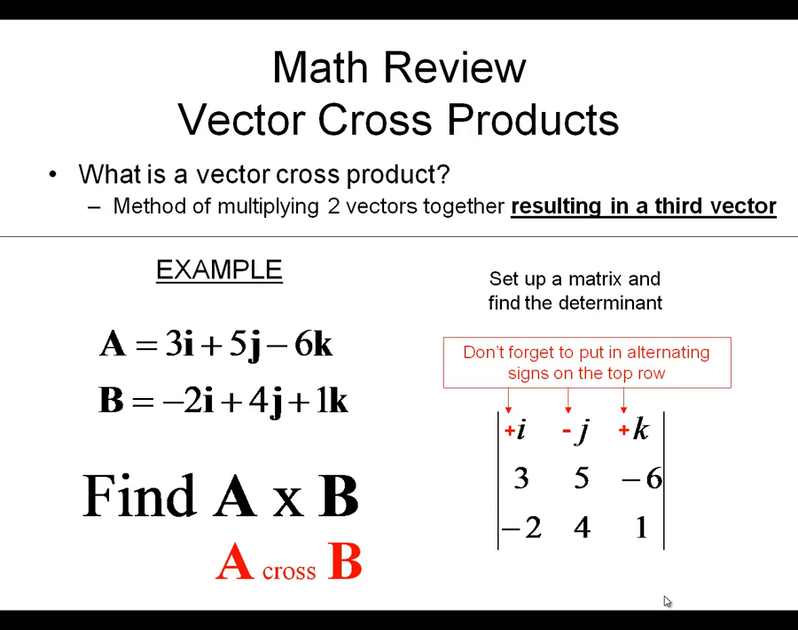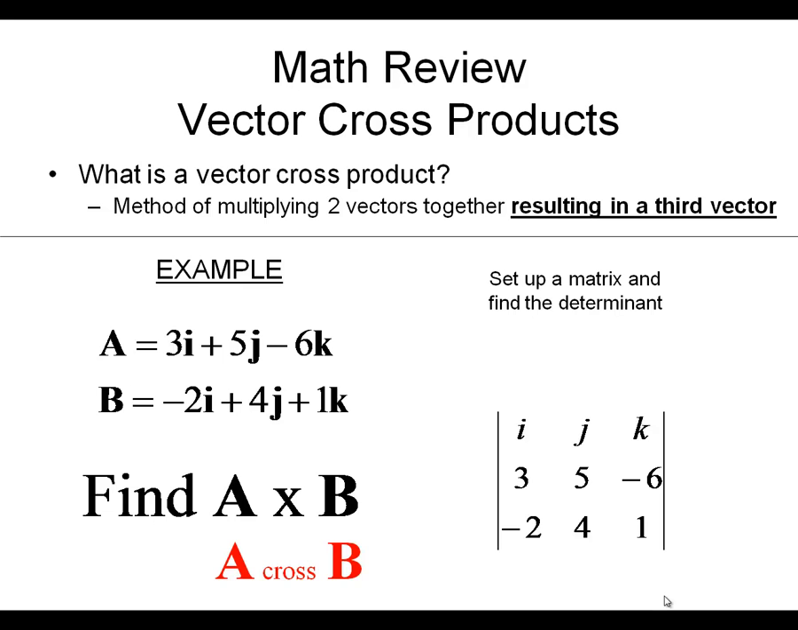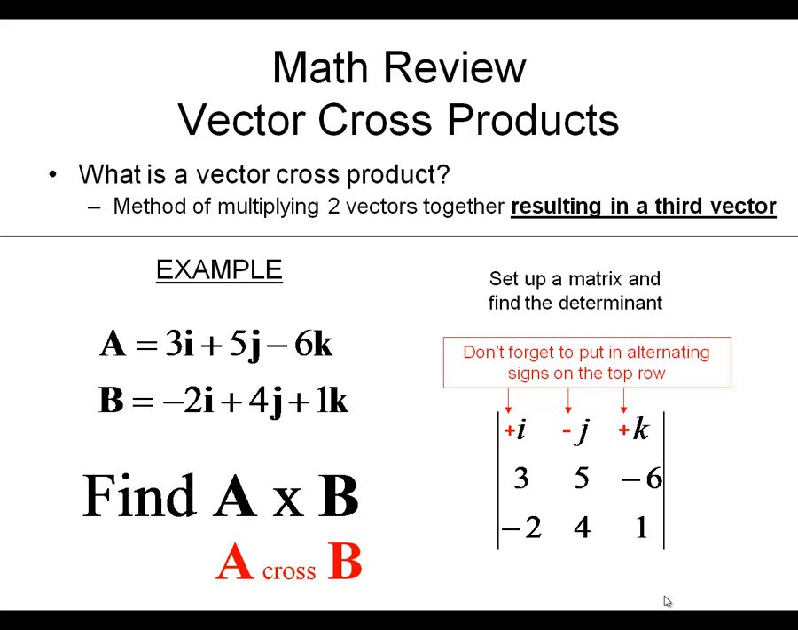And then we remember that that top row has to have alternating signs. So the first row of the matrix is ijk with alternating signs. The second row of the matrix is the first vector that we're crossing. And then the third row of the matrix is that next vector, vector b, that we're crossing.